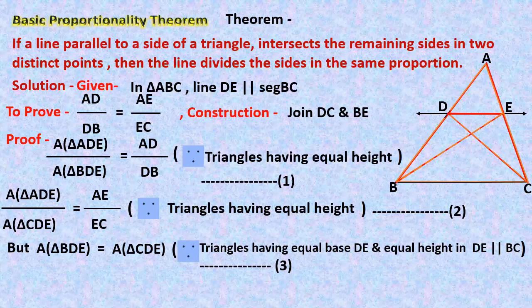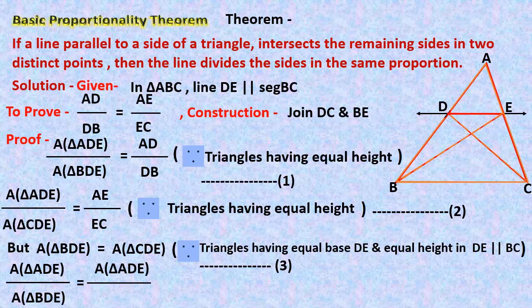Therefore, from 1, 2 and 3, the left sides of 1 and 2 are equal. Area of triangle ADE divided by area of triangle BDE is equal to area of triangle ADE divided by area of triangle CDE. Here the numerators are equal and the denominators are also equal, by equation 3. The reason is from equations 1, 2 and 3. That is equation number 4.